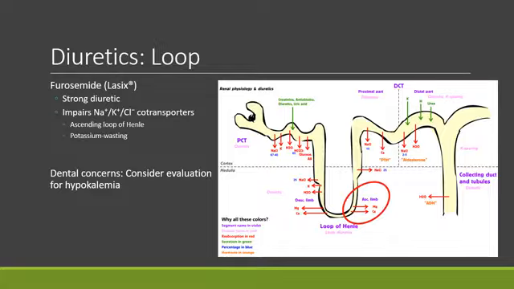Next, we'll talk about our loop diuretics. The prototypical loop diuretic that we'll talk about is furosemide or Lasix. Lasix, or furosemide, unlike hydrochlorothiazide, has a very strong diuretic activity.